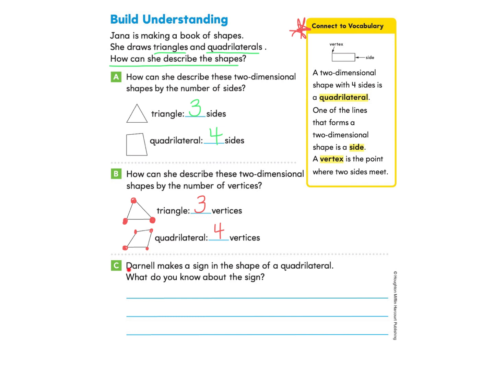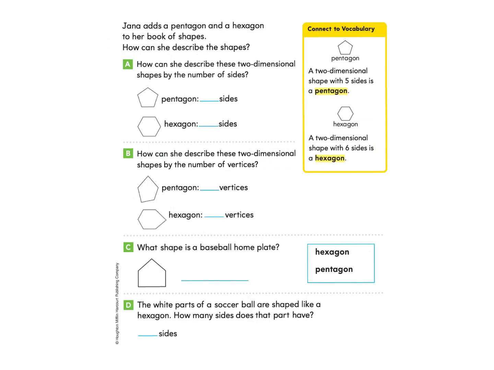Let's take a look at part C. Darnell makes a sign in the shape of a quadrilateral. What do you know about the sign? So take a look at part A and part B. With quadrilaterals, what did you learn? What can we write about if somebody's going to make a sign in the shape of a quadrilateral? Maybe pause and try this part on your own and come back to check your answer. After completing part A and B, I know that a quadrilateral sign will have 4 sides and 4 vertices. Nice work. Let's take a look at the next page, page 525.